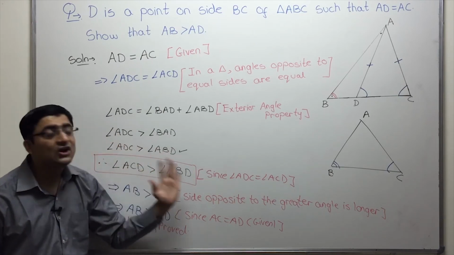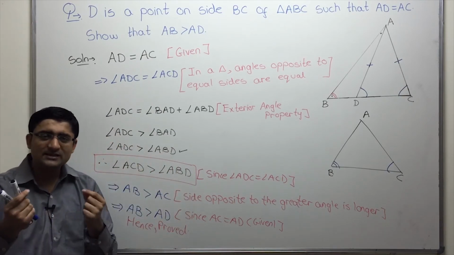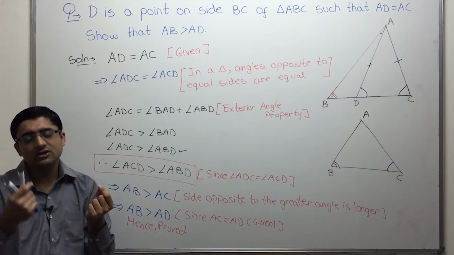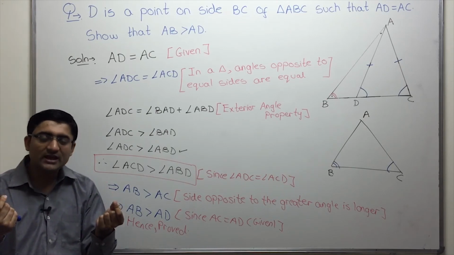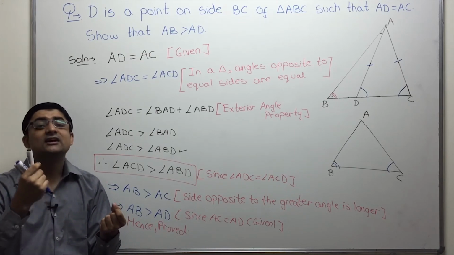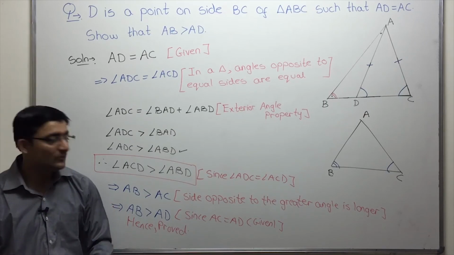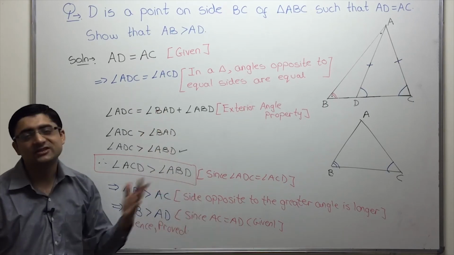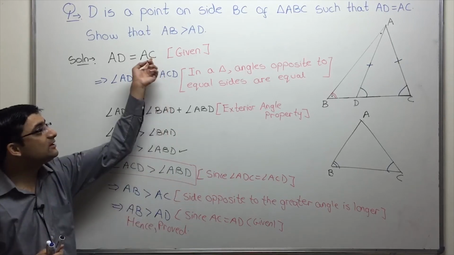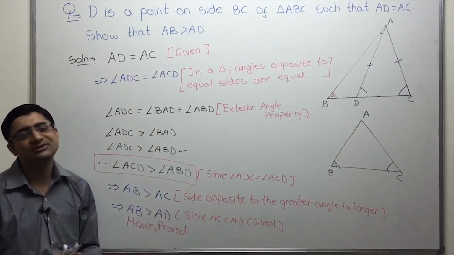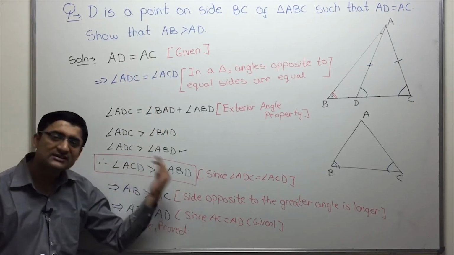Right? So this is how you solve such type of questions. Basically we need to get a relationship between two angles, one is bigger, one is smaller. Once you get that, side opposite to the bigger angle is greater than side opposite to the smaller angle. With the help of this theorem, we solve such type of questions. So remember, always begin with what is given to you, follow, you'll reach the answer. So this is how you solve such type of questions.